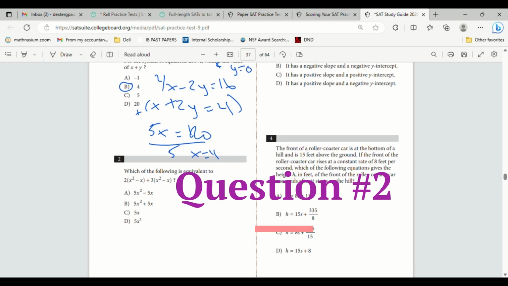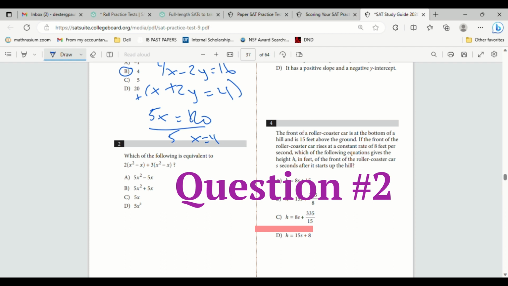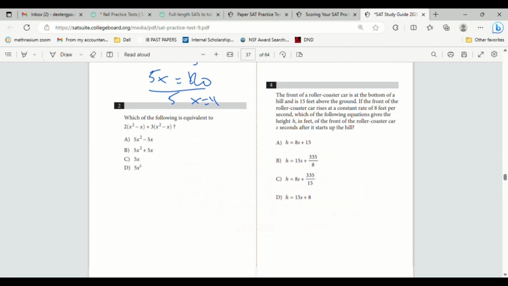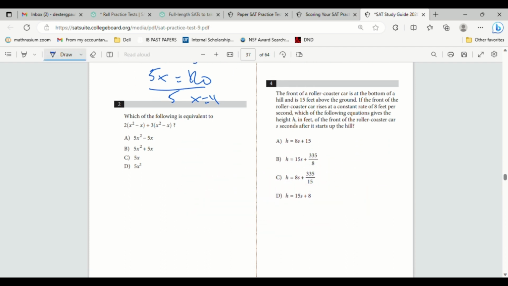Number 2, which of the following is equivalent to 2 times (x squared minus x) plus 3 times (x squared minus x)? So that's 2x squared minus 2x after I distribute the 2 to both these terms. Then I'll distribute the 3, so that's plus 3x squared minus 3x. Combine my like terms, 5x squared minus 2x minus 3x, minus 5x. That gets us A.